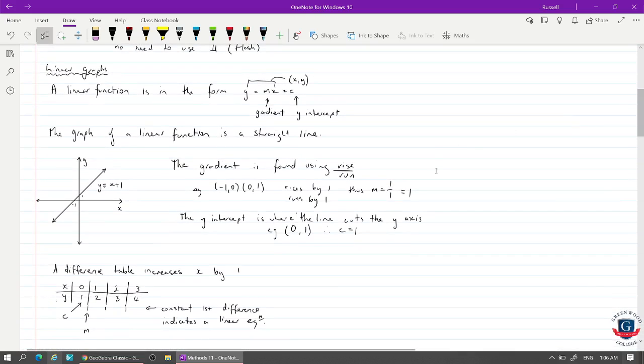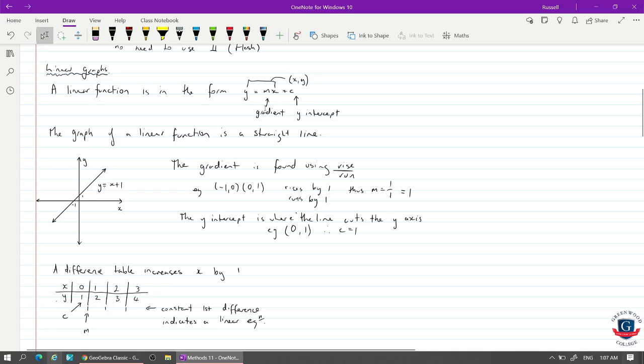A linear function typically is in the form y equals mx plus c. We call that slope-intercept form because it has a slope component and it has a y-intercept component. When we graph this, we will get a straight line. All graphs in this form, whether it be y equals 2x plus 5 or y equals negative x plus 3 or anything in that form, will make a straight line.